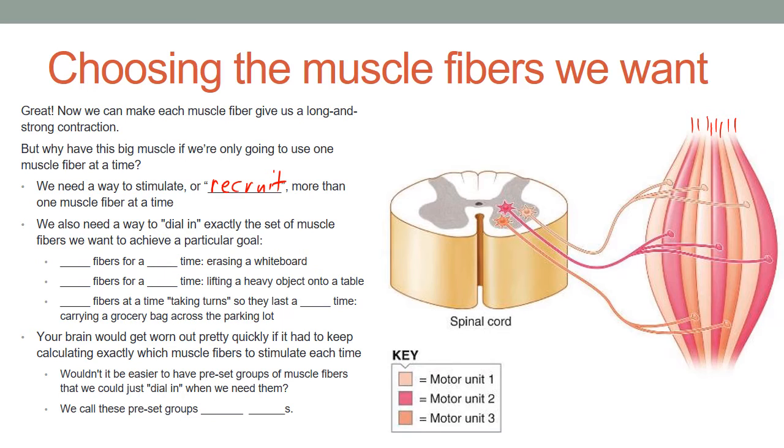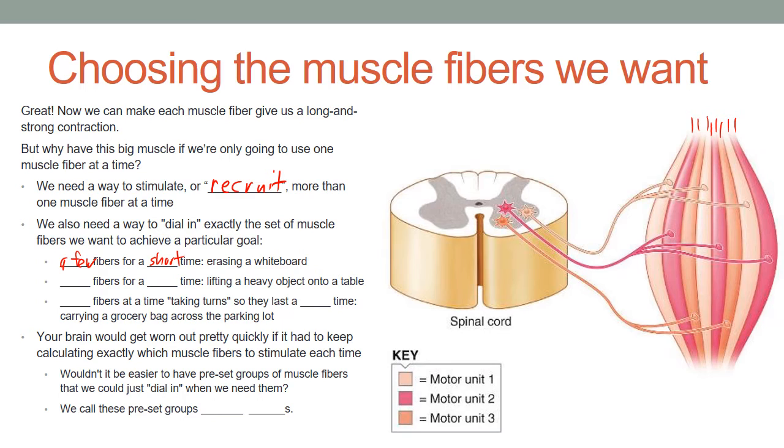Now, we also need a way to dial in exactly the number of muscle fibers we want for a particular goal. So we don't ever want just one muscle fiber, but sometimes we want a few fibers to contract for a short time. So for example, if I'm erasing a whiteboard, I pick up my whiteboard eraser and I wipe it across the board. None of those activities lasts very long, and they don't take a lot of energy because the whiteboard eraser is very light. So I only need a few fibers.